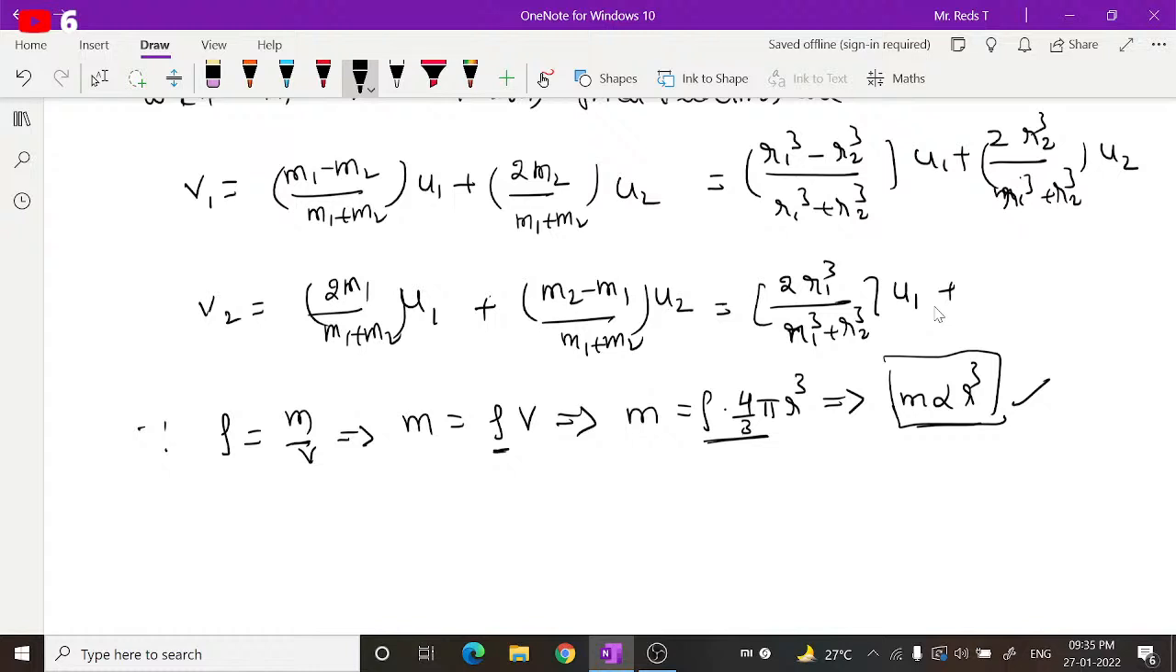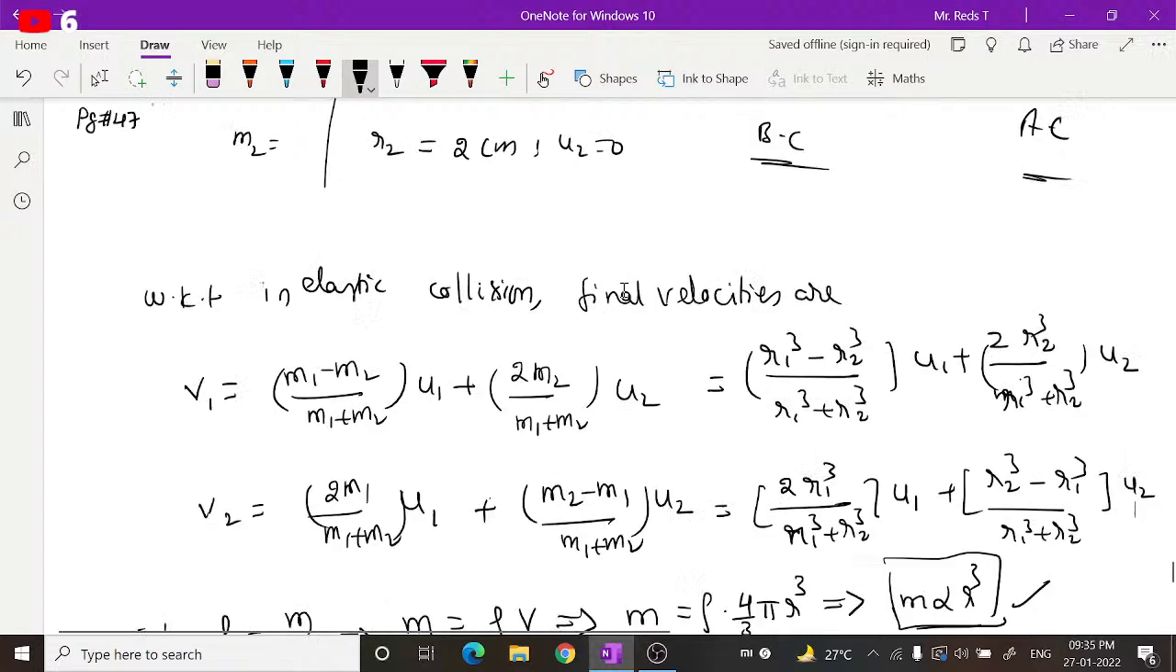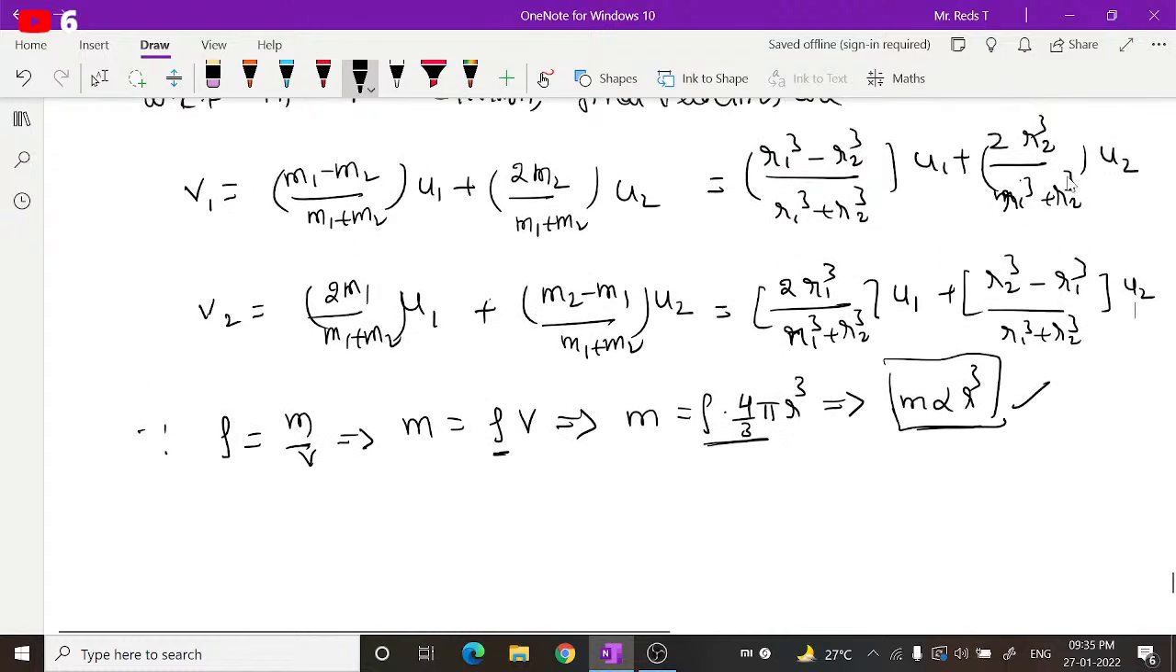Yes. Then what will you get? This term will become m2, that is r2 cube minus r1 cube by r1 cube plus r2 cube into u2. Now look into this once. Here initially u2 is 0, right? Now in these relations, put u2 as 0 wherever u2 is there. So this term will become 0, this term will become 0, and this term also becomes 0. So v1 is equal to this, v2 is equal to this.